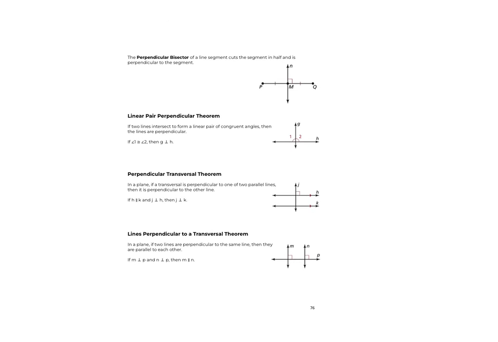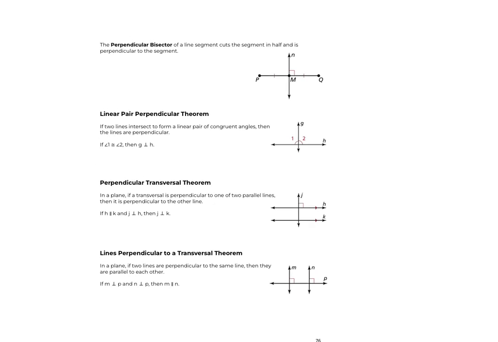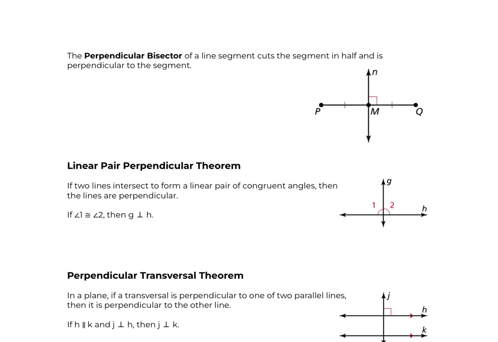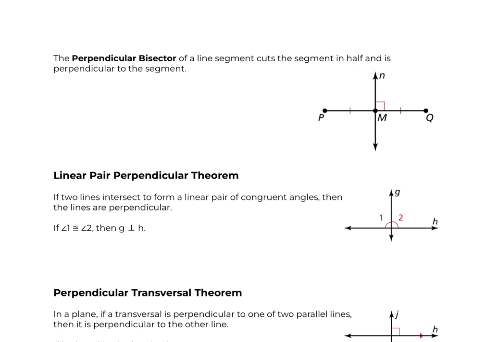All right. We got some more theorems today. First of all, a perpendicular bisector. We've seen the word perpendicular. We've seen bisector before. So now this is a perpendicular bisector, which does both things.